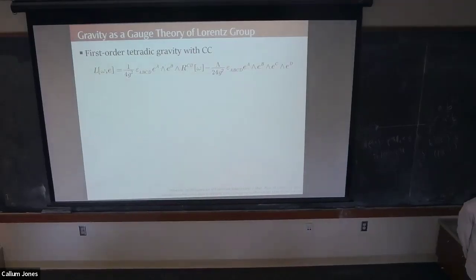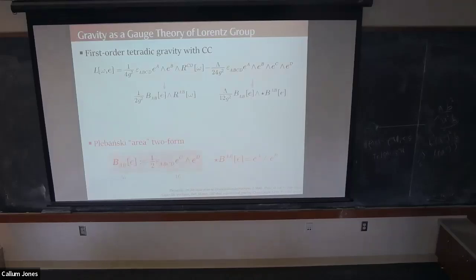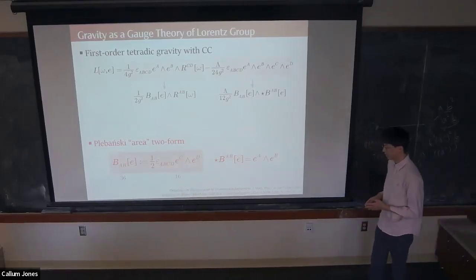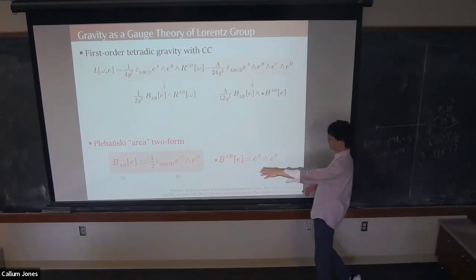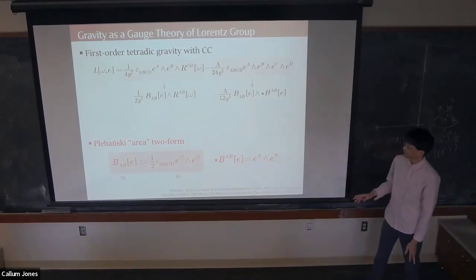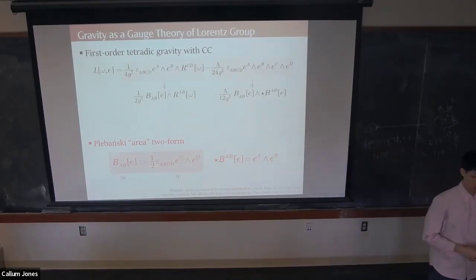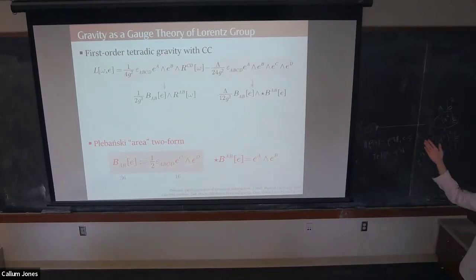Right. And furthermore, I can introduce the cosmological constant. But interestingly, if I define the so-called Plebanski area two-form, B^{AB} equals 1/2 epsilon^{ABCD} e wedge e, then the first term precisely becomes the form of BF, like B wedge F, and the second term precisely becomes the form of B squared.